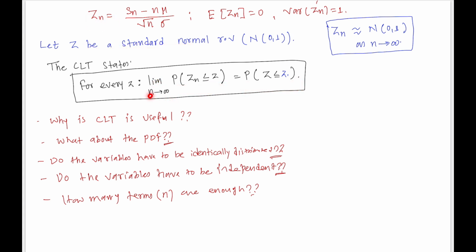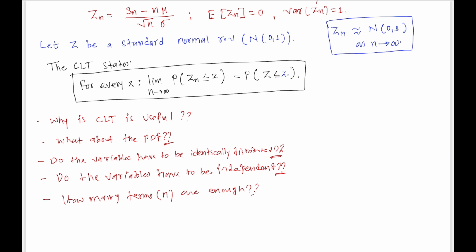Or in other words, for a large value of n, the probability that this random variable Zn takes a value less than or equal to little z is the same as the probability that the standard normal random variable Z is less than this little z. If you look at here, this is a great result.